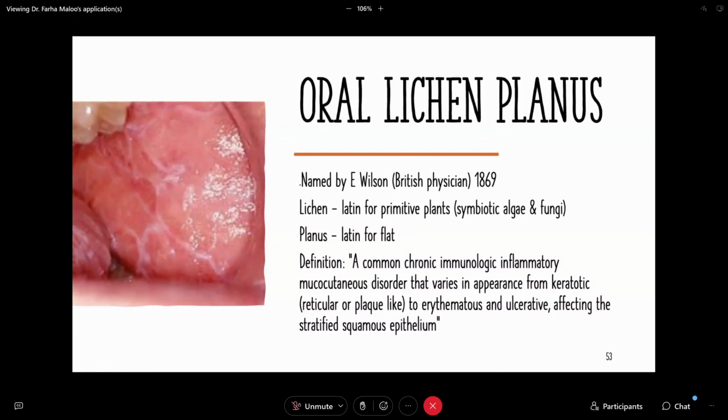Let's look at another pre-malignant condition called oral lichen planus. Lichen planus was named by E. Wilson, who was a British physician, in 1869. Lichen in Latin stands for primitive plants, like fungi, and planus means flat. Lichen planus has a typical white, lacy, flat appearance, generally in the buccal mucosa. It is defined as a common chronic immunologic inflammatory disorder that varies from a keratotic to erythematous and ulcerative, affecting the stratified squamous epithelium.